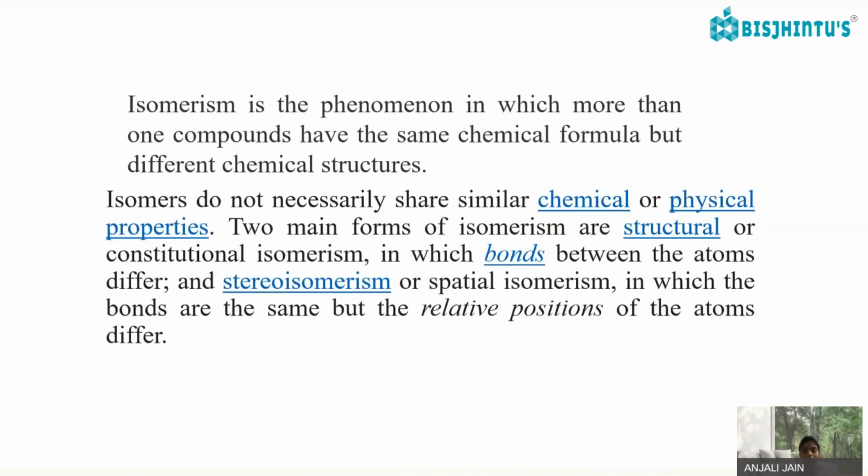There are different types of isomerism, which we'll discuss. Isomers do not necessarily share similar characteristics. If I just discussed aldehyde and ketone, they might not have similar chemical or physical properties. There are two main forms of isomerism: structural or constitutional isomerism, in which the bonds between the atoms differ, and stereoisomers or spatial isomers, in which the bonds are the same but the relative positions of the atoms differ. So in structural or constitutional isomerism, there is just a change in the structure.